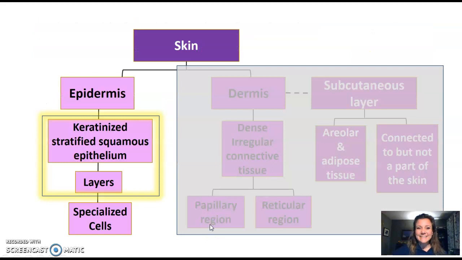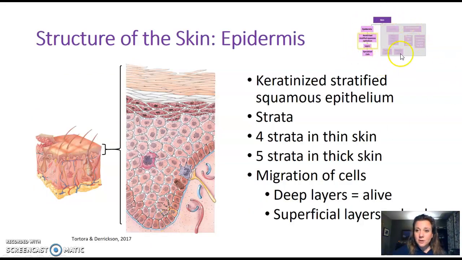All right, moving up our diagram, we're now going to talk about the layers of the skin and the meaning of keratinized stratified squamous epithelium. Okay, so up here, remember, here's your little diagram that's showing you exactly where we are. So the epidermis is keratinized stratified squamous epithelium. Since it's stratified, it means that it occurs in layers that are called strata. We have two kinds of skin in the body, thin and thick. Thin skin has 4 different layers or strata, while thick skin has 5.